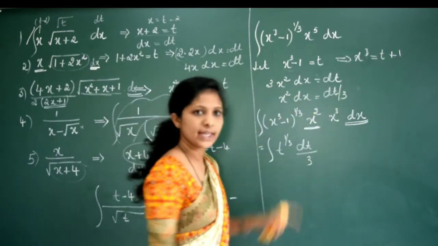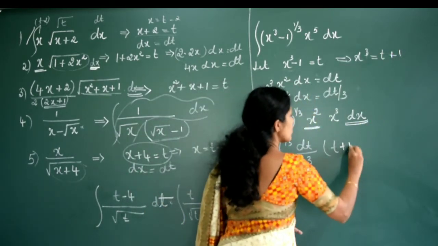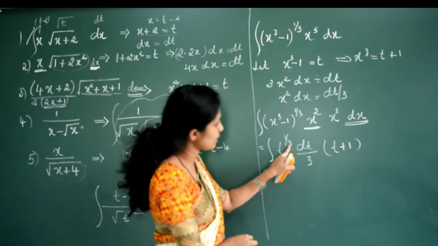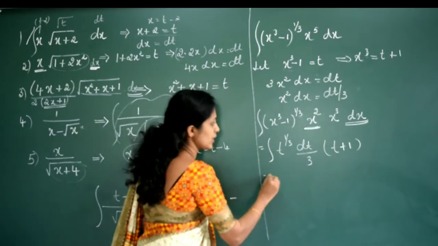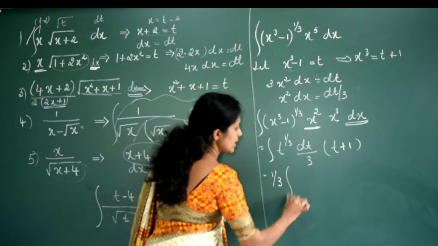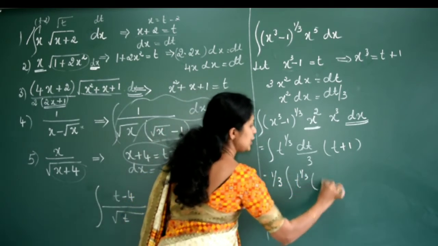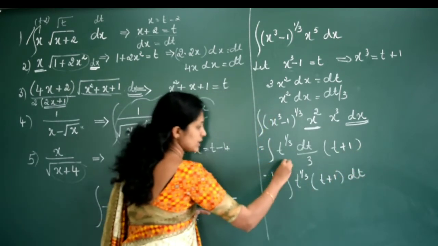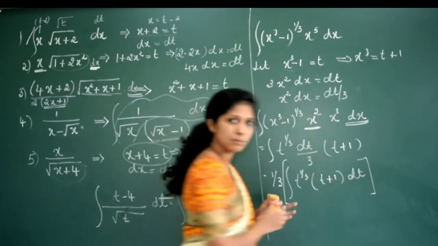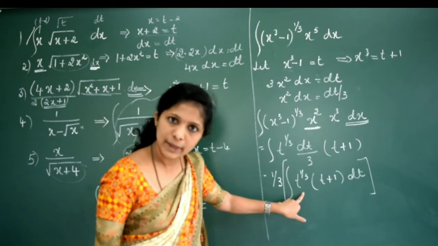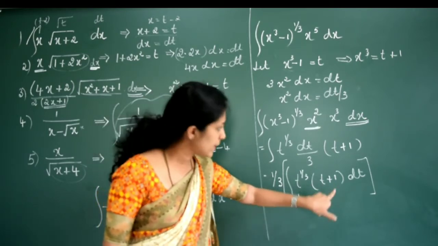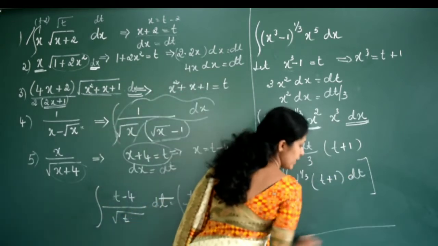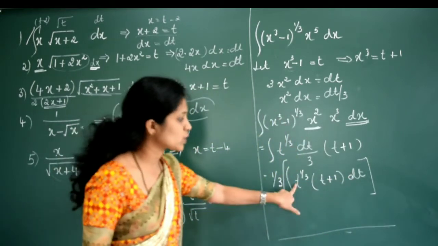Substitute here: x cube is now t plus 1, and dx is dt by 3 x square. So this is equal to 1 by 3, which is a constant, so take it out: t to the power 1 by 3 into t plus 1 into dt. Now split this: 1 by 3 as it is, then multiply t to the power 1 by 3 into t plus t to the power 1 by 3 into 1, dt. Then simplify, finally write plus c and substitute the value of t.